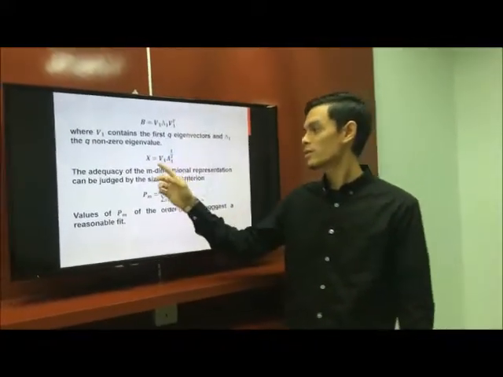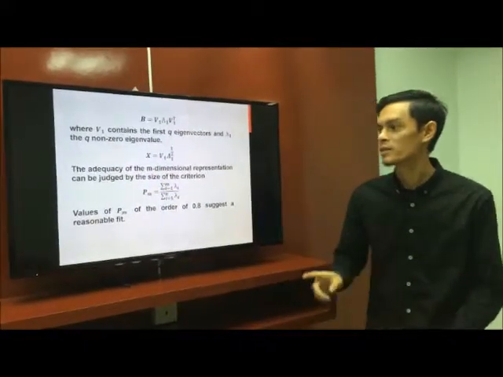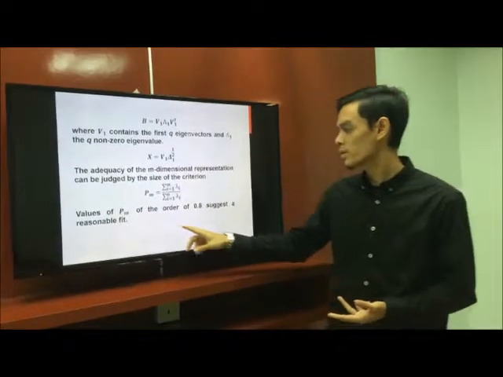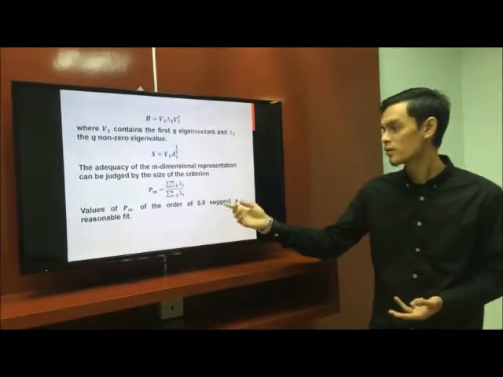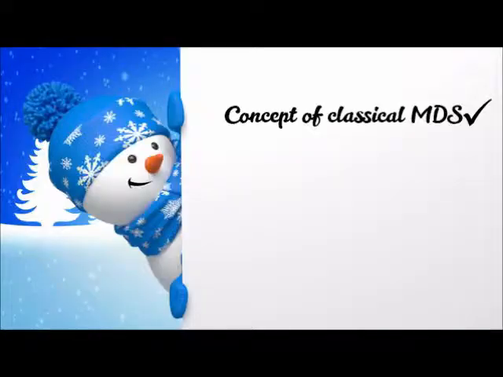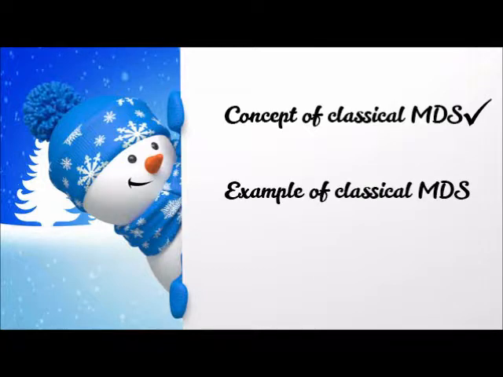After that, we want to find the m dimensions that are represented by the size of the proportion. If the value of the proportion is 0.8, it suggests a reasonable fit. Now that you understand the concept of classical multidimensional scaling, we will proceed with an example so that you can see the application of classical MDS.